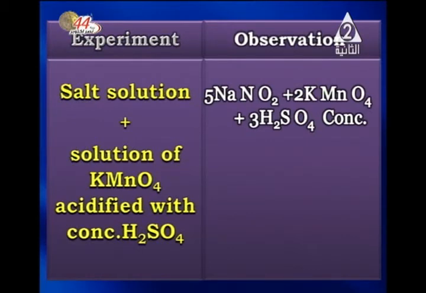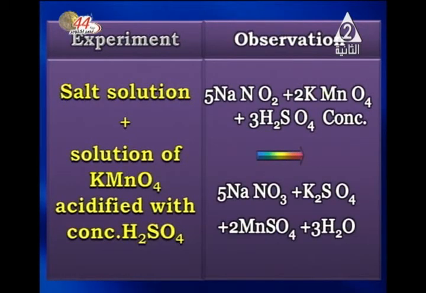As the equation proceeds on the screen, sodium nitrite plus potassium permanganate plus sulfuric acid gives sodium nitrate, potassium sulfate, manganese sulfate and water. So the nitrite removes the color of the potassium permanganate, as the potassium permanganate is an oxidizing agent, so it changes the nitrite radical into nitrate radical.